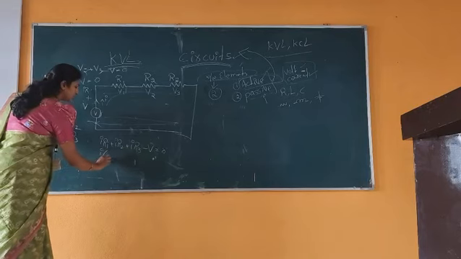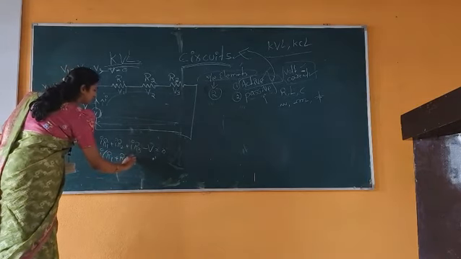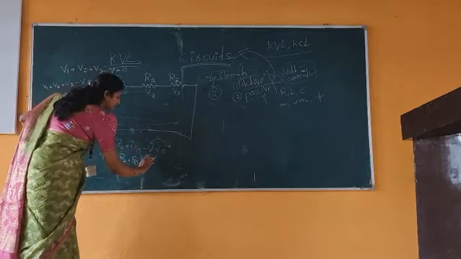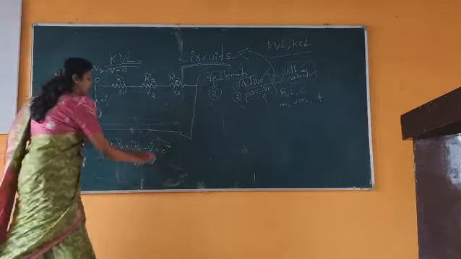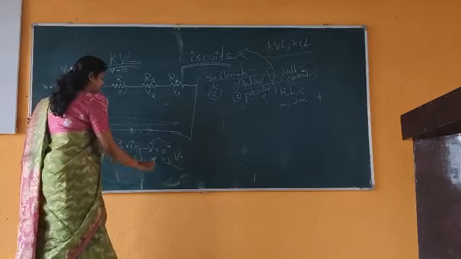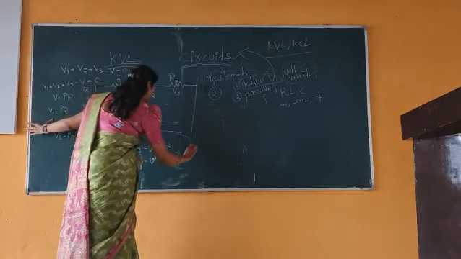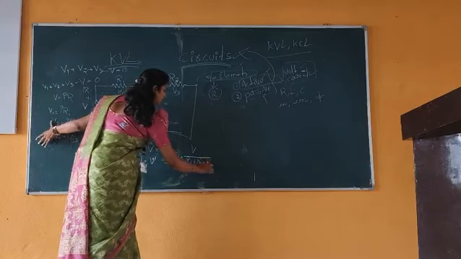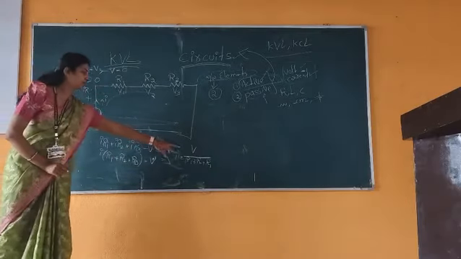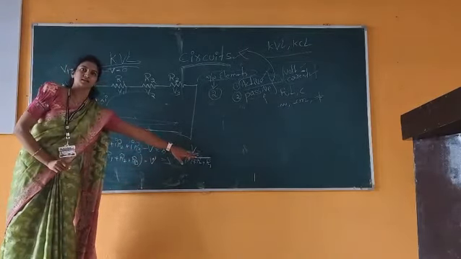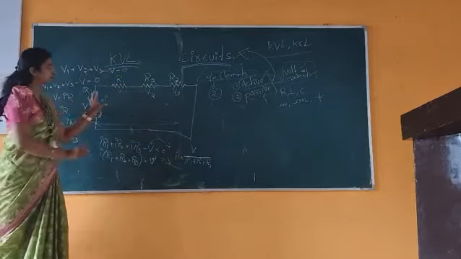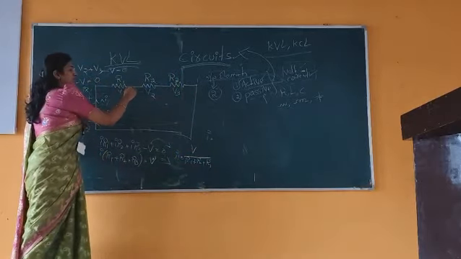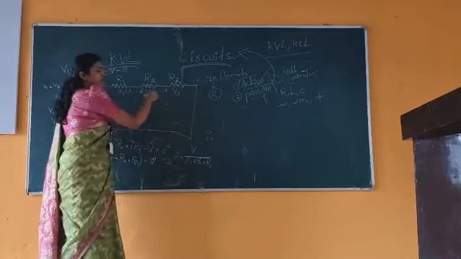Taking I common, I into R1 plus R2 plus R3, as it has a minus term, when it goes to the other side it becomes plus, is equal to V. So we get I is equal to V divided by R1 plus R2 plus R3. For the example, we have taken the terms as V, R1, R2 and R3. If we take numerical values for these resistors, we will get the current value. For example, if V is equal to 10, R1 is equal to 1, R2 is equal to 2 and R3 is equal to 3.